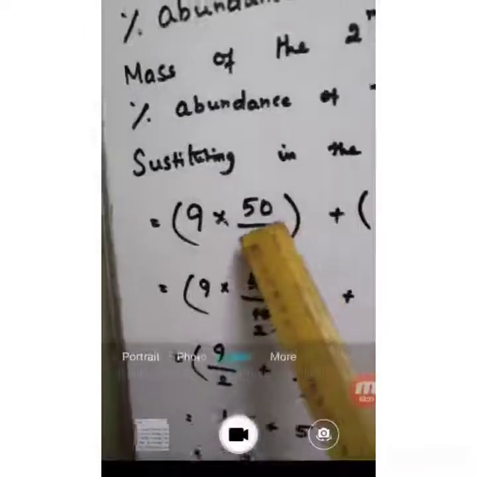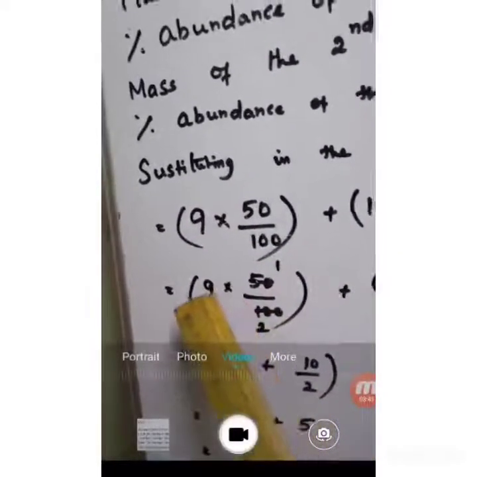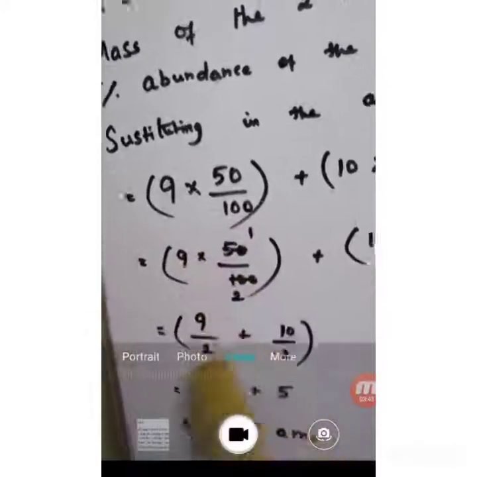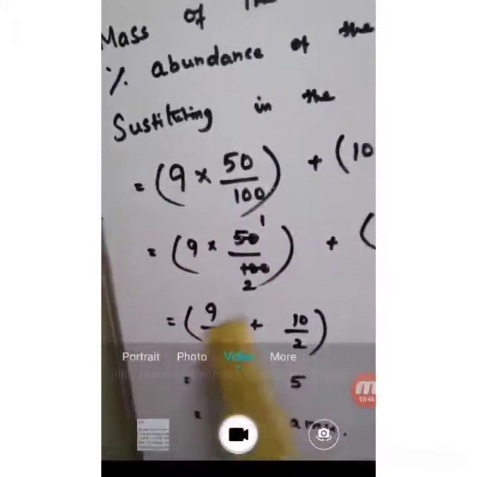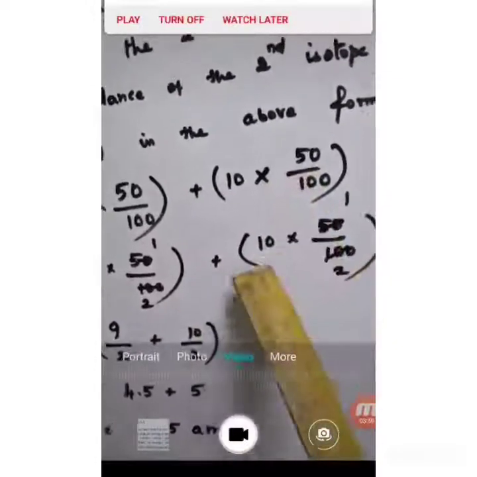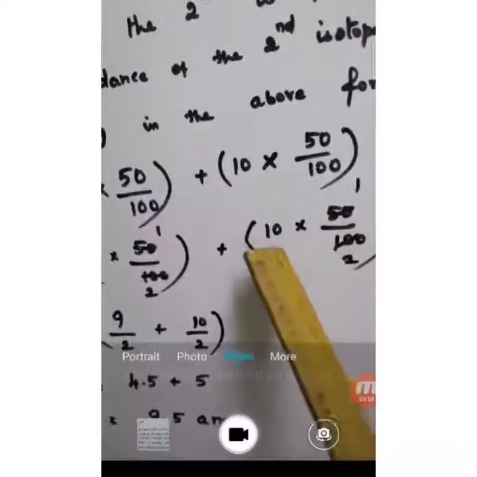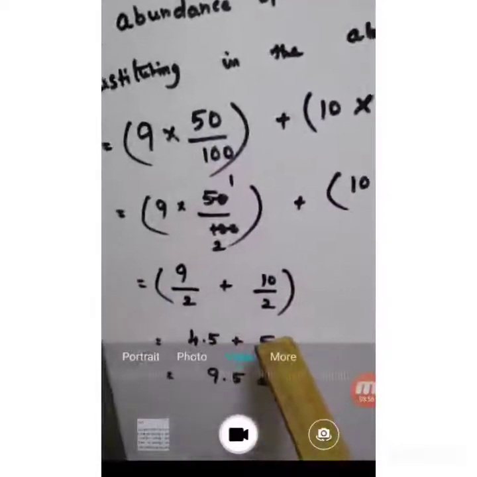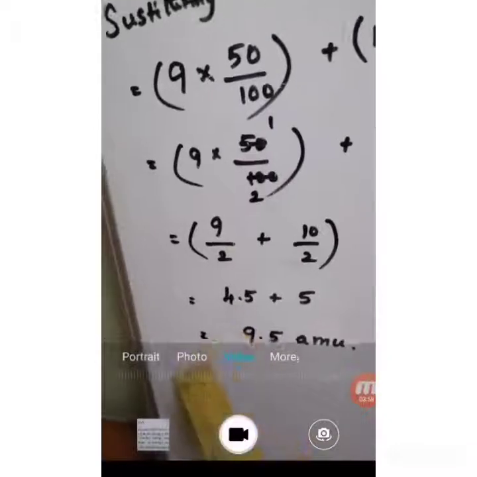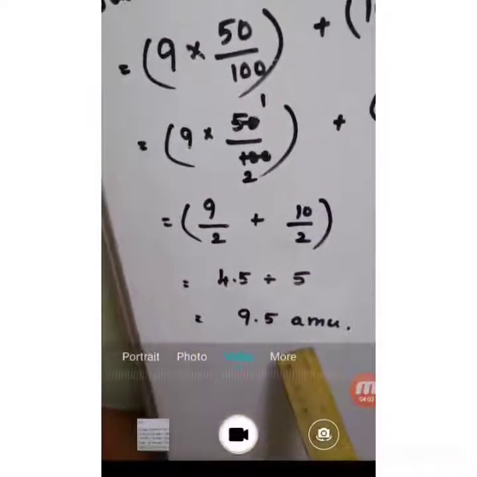50 goes one time and 100 goes two times. So 9 into 1 by 2 is 9 by 2, plus 10 into 50 by 100. This and this go one time and two times. So when you divide 10 by 2, you will be getting 5. Here 4.5. So the answer would be 9.5 atomic mass unit.